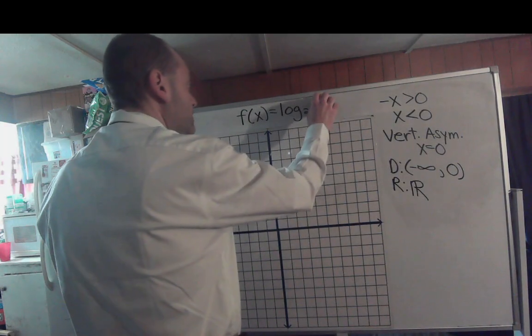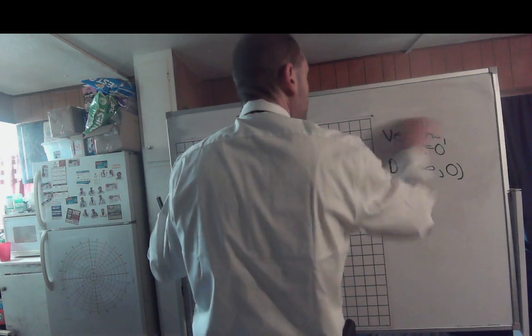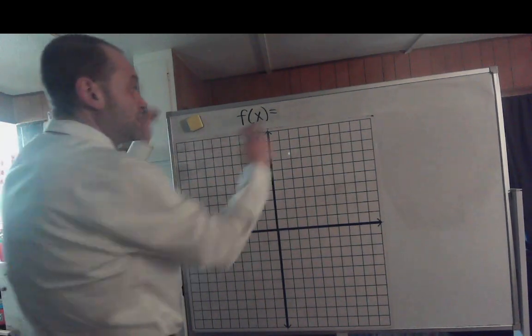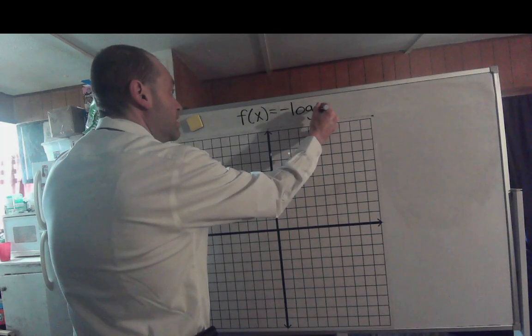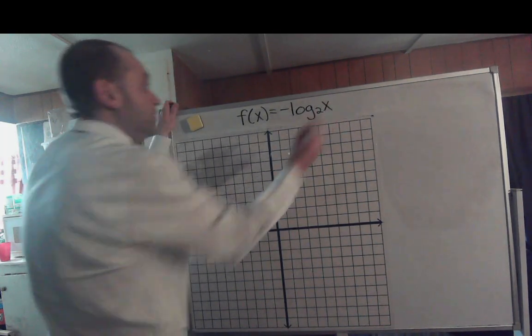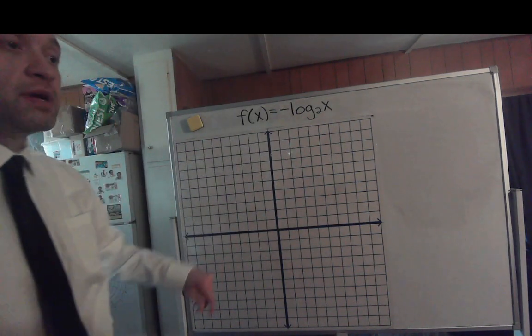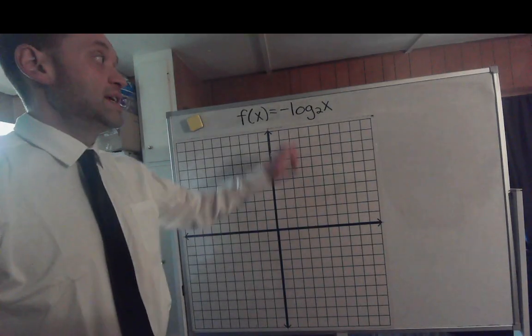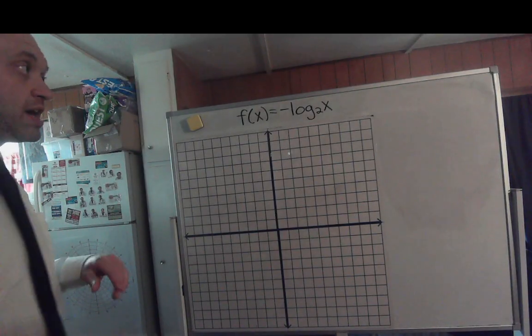what if, let's switch this around here. What if I did the negative of the log base 2 of x? So I put the negative sign in front of the logarithm this time. This denotes a reflection in the x-axis. So let's start by graphing.